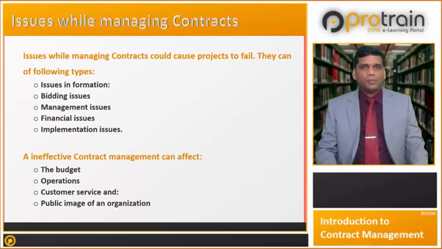Now let us see some implementation issues. Implementation issues which affect contract management are storage, delivery, transportation problems, adversarial relationship among owner, contractor, and end users, non-availability of required work permits, right of way, failure or refusal to perform by contractor, lack of control over subcontractors, failure to define key milestones that have a major impact on the completion, failure to define key performance indicators, KPIs, delays in submission and approval of program of works.